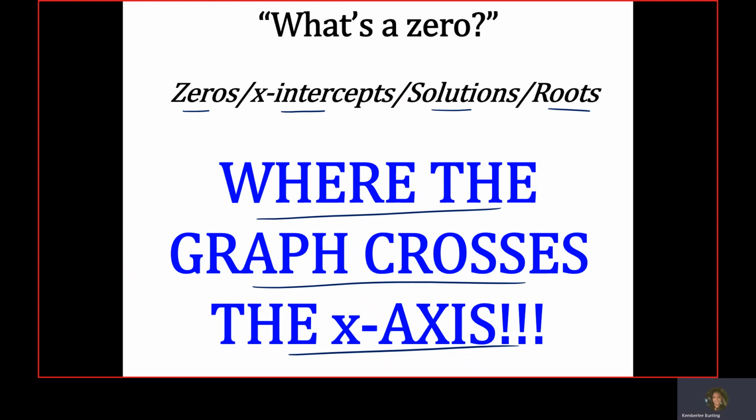Write this down. What's a zero? I was like, what do you mean, what's a zero? We've been talking about it the whole time. It's the same thing as an x-intercept, same thing as a solution, same thing as a root. And it's literally where the graph crosses the x-axis. Write this down.